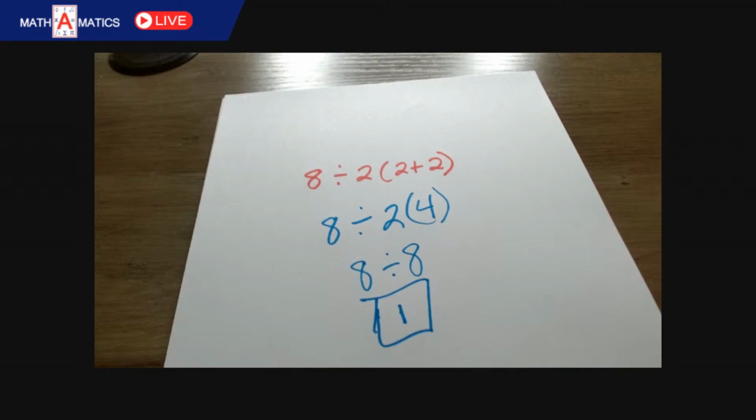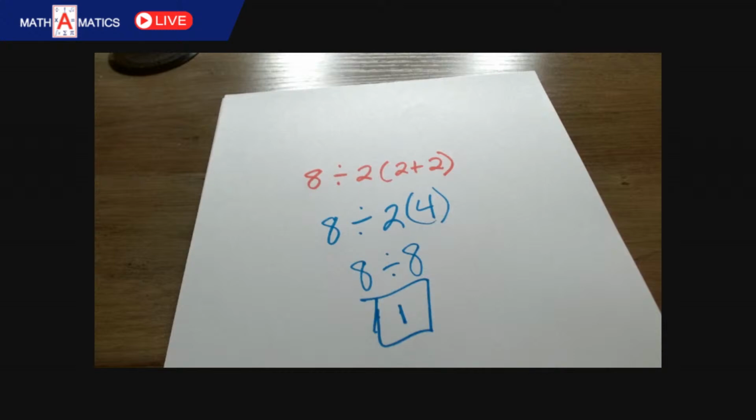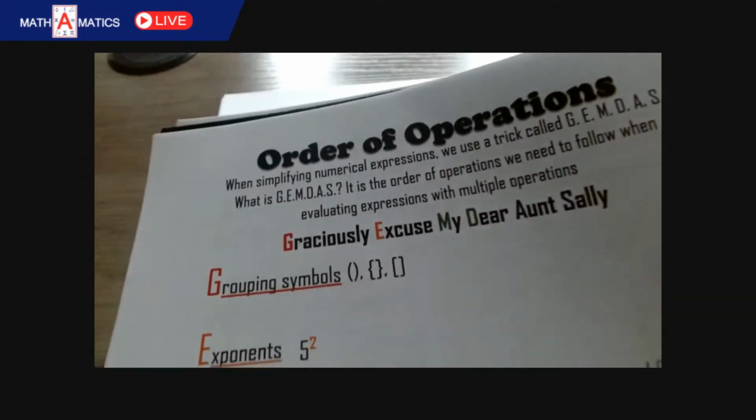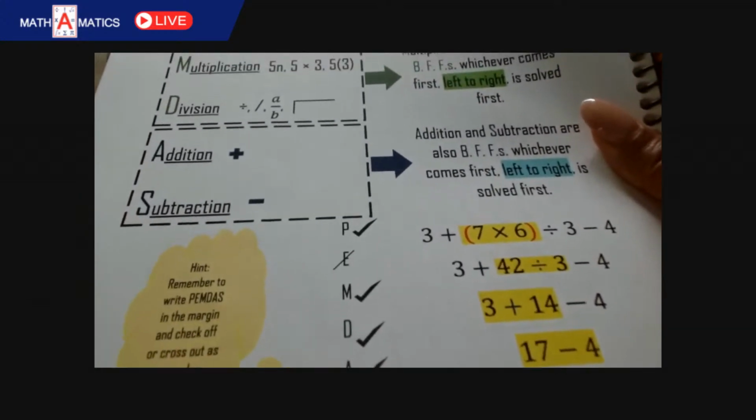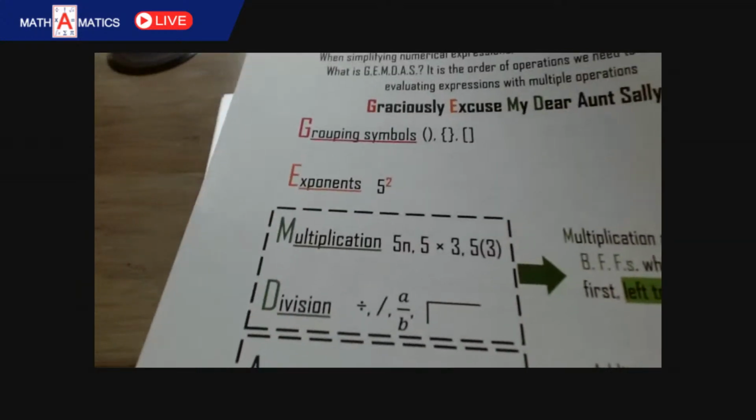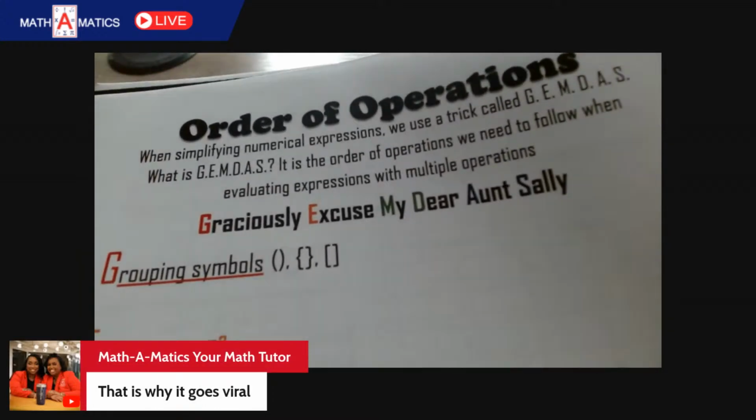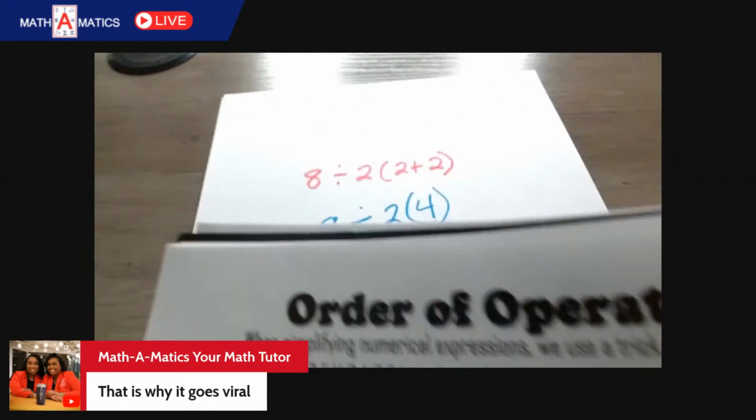Yes, Jessica, I've never not seen controversy with order of operation. There always is. Somebody always has a different answer. Okay. But yes. And this page that I showed can be found in our math strategy guide for 5th grade. And we even give you an example breaking it down and highlighting the steps. That is exactly why it goes viral all the time. And this one, I mean, I'm old school, so I like, please excuse my dear Aunt Sally. This one is graciously excuse my dear Aunt Sally. I just love it. I love it.